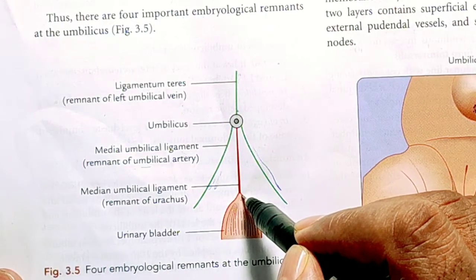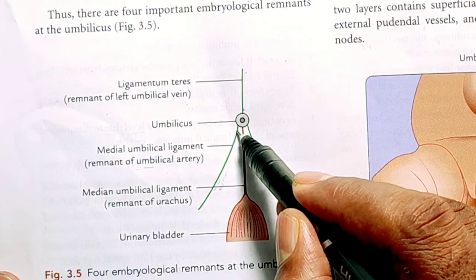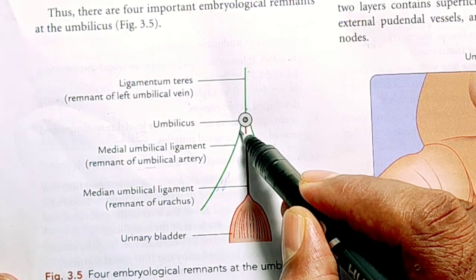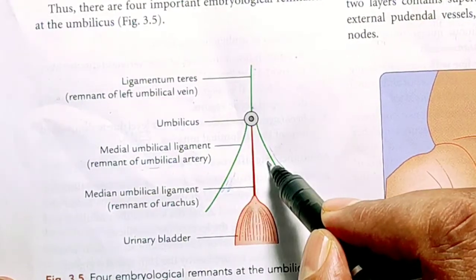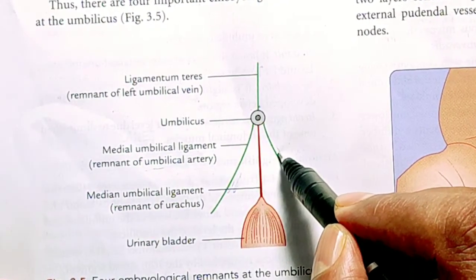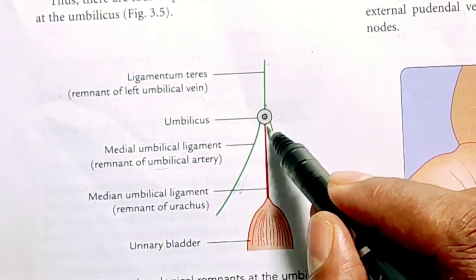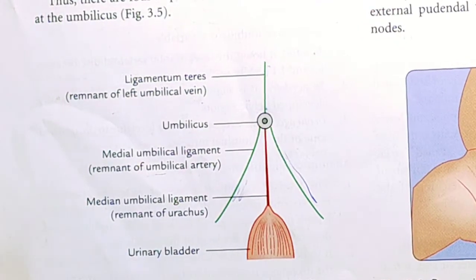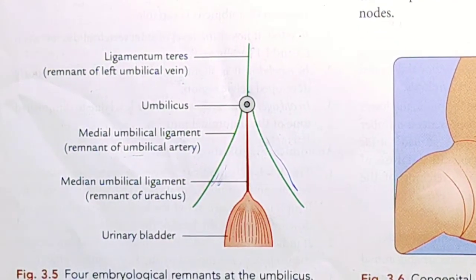And also we know that two arteries are present in the developing embryo, called the umbilical arteries. Later, after the umbilical cord is cut, they turn into the medial umbilical ligaments. The medial umbilical ligaments are the remnants of the umbilical arteries. All these structures are attached at the level of the umbilicus, which gives it important significance.